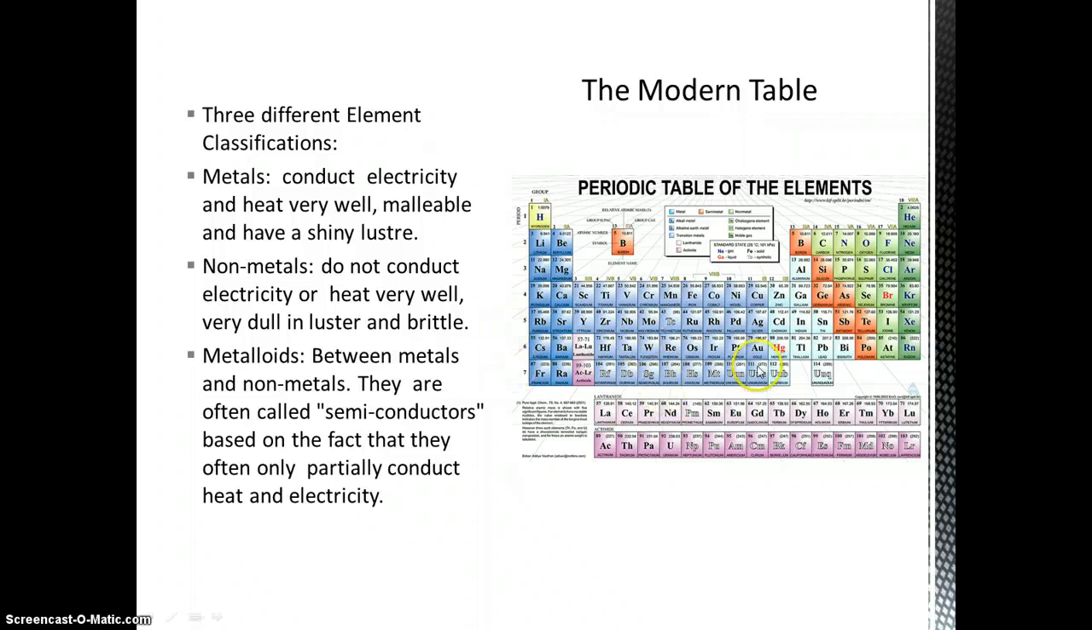Okay, the non-metals are up over here on the right, in green, often gases. Some are liquid at room temperature, but they're kind of the opposite, right? They do not conduct electricity or heat. They're very dull and they tend to be brittle.